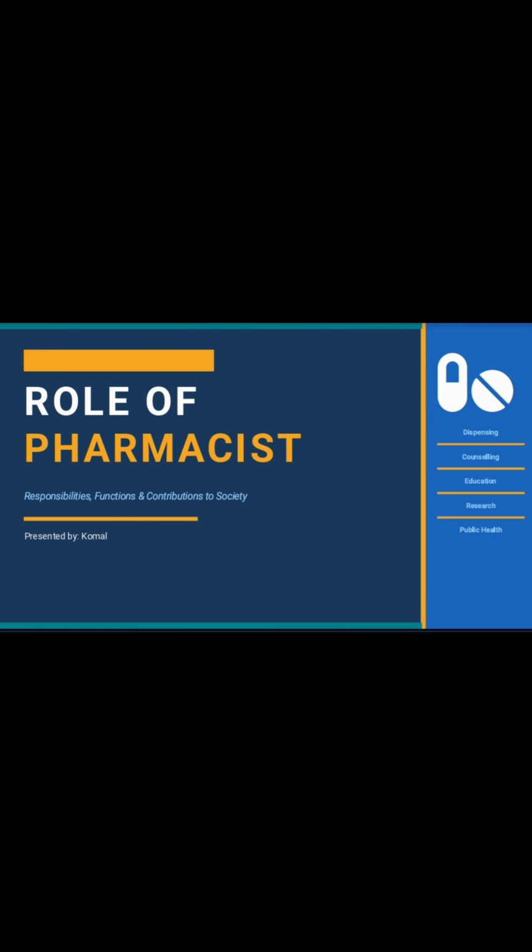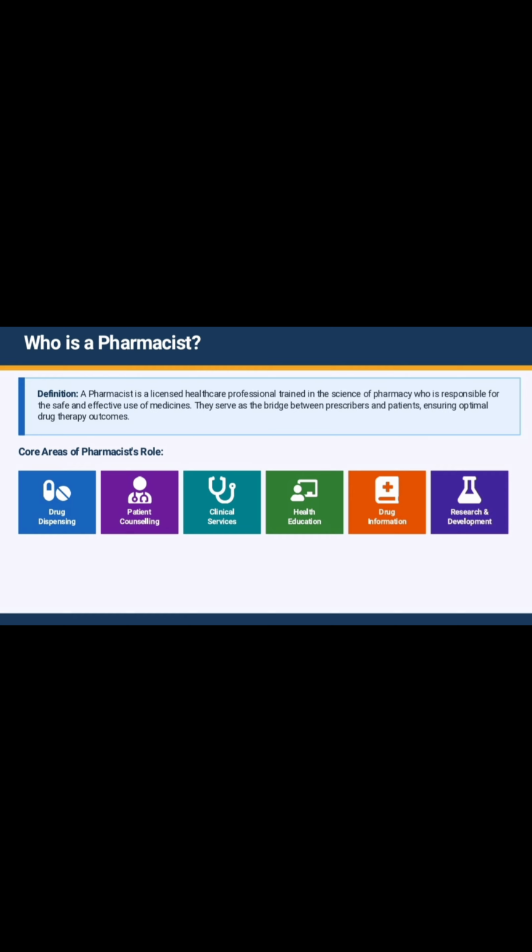Today's topic is the role of the pharmacist. Basically, who is a pharmacist? A pharmacist is a licensed healthcare professional trained in the science of pharmacy who is responsible for the safe and effective use of medicines. They serve as a bridge between the prescriber, MRP, and the patient, ensuring optimal drug therapy outcomes.